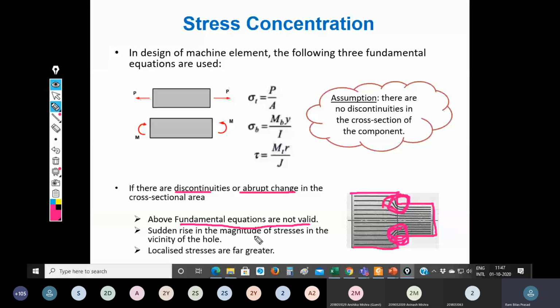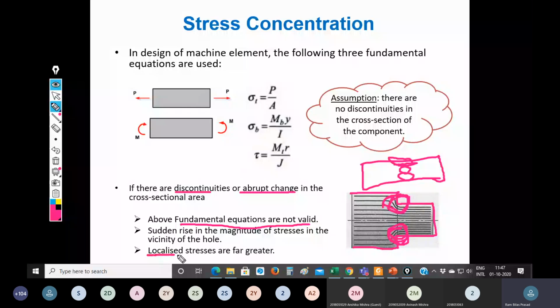Sudden rise in magnitude of stress in the vicinity of a hole or discontinuity. This is also a kind of discontinuity. If there is a bar and there is a hole at the center or anywhere, then there will be a sudden rise of stress in this zone, right? This is known as stress concentration. These are also called localized stress. Localized is basically only in a small region. The meaning of localized stress is that it acts only in a small region, right?